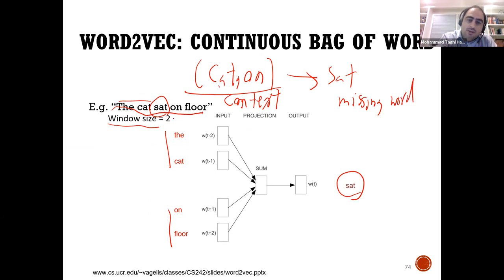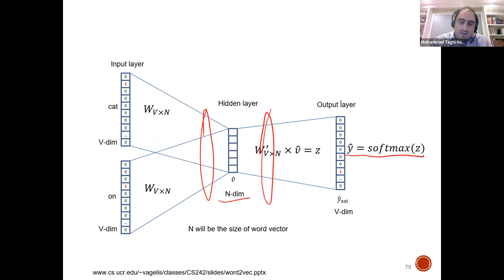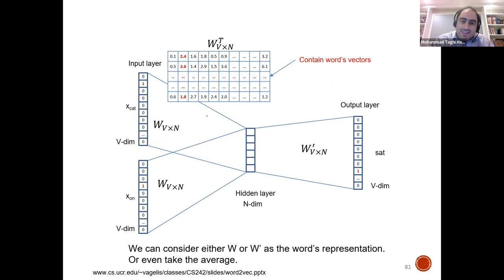So the missing word comes out of it, cat and on, and then at the result, sat should be there. And for this I give the context and the words, and I will train this one. And this is the same as the autoencoder that I have mentioned. I can get the vectors essentially.